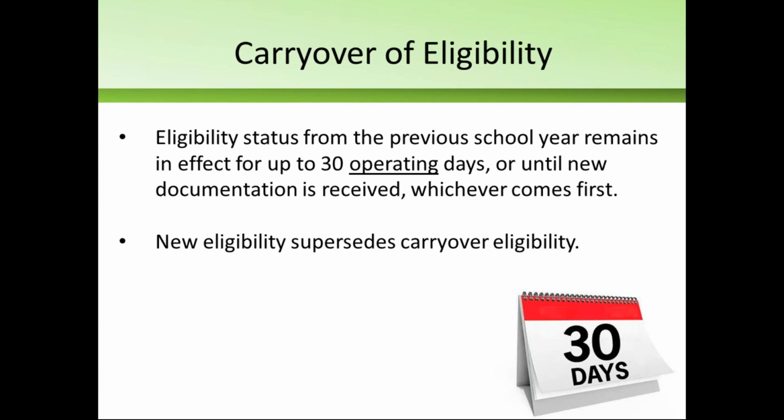If a family was approved for free meals last year, they give you an application this year, and that application is denied, that denial becomes effective for the rest of this school year. You're not going to wait for the 30 carryover operating days. That eligibility would become effective in 10 days, which is noted in the letter that you would send out to the family.